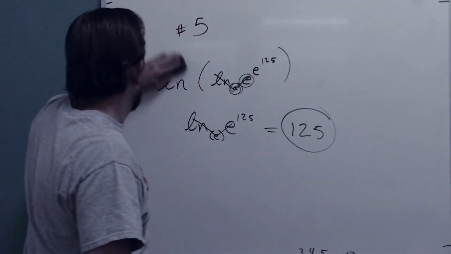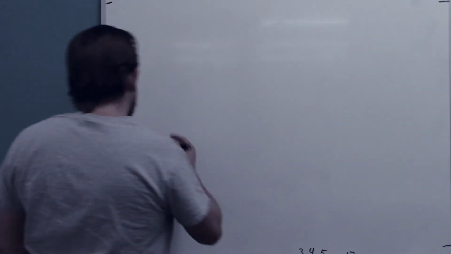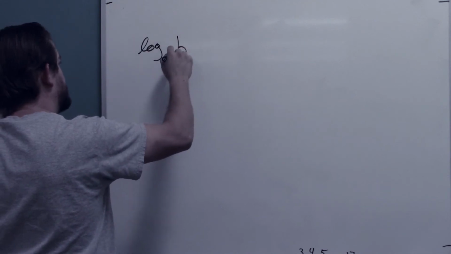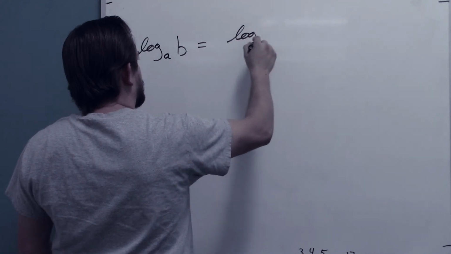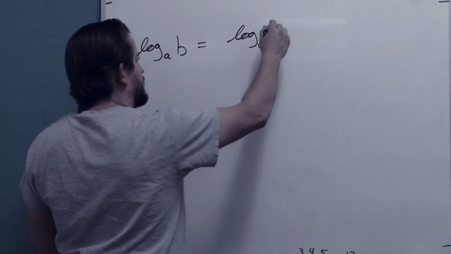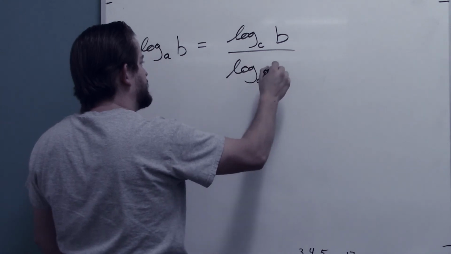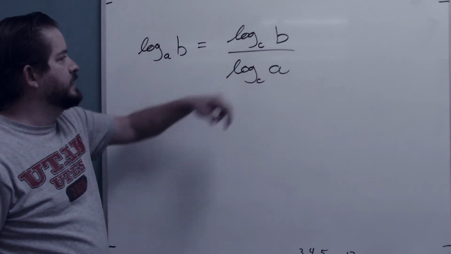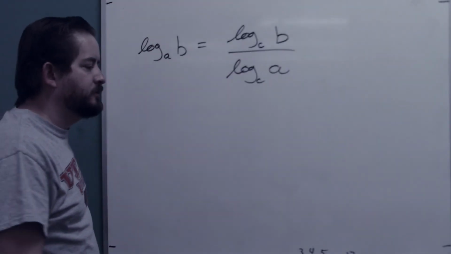13 is the change of base formula. The change of base formula says this: if I have the log base a of b, I can rewrite this as the log, whatever base I want, of b divided by the log of the original base a, with the same base c now in the denominator. Right? So this is the change of base formula.